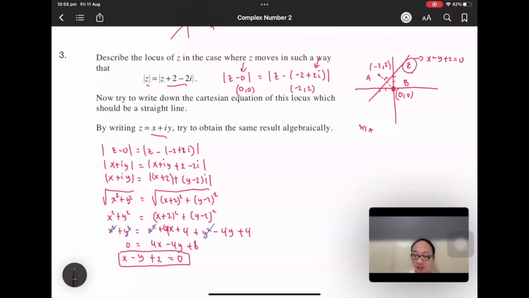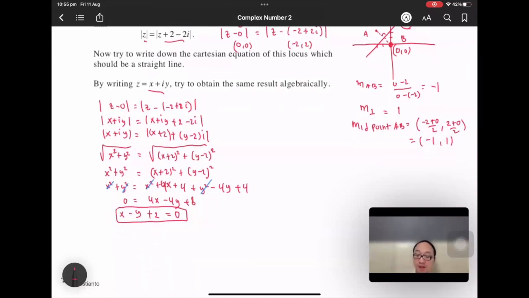So the gradient of AB is 0 minus 2 over 0 minus negative 2. So the gradient will be negative 1. That means the gradient of the perpendicular bisector will be equal to 1. And since it is a perpendicular bisector, it will pass through the midpoint of AB. So find the midpoint, negative 2 plus 0 over 2 and 2 plus 0 over 2. So negative 1 and 1.